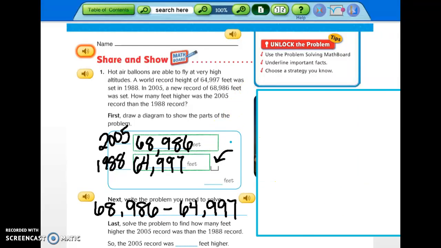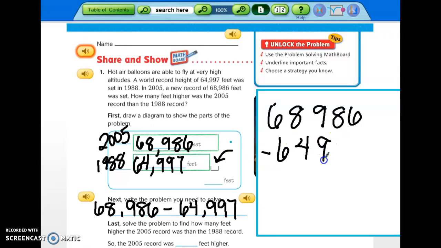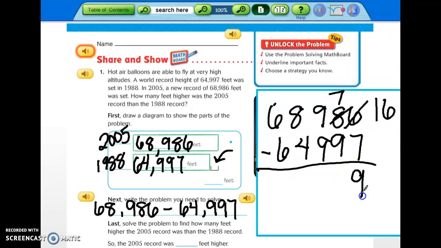And let's do that out. Okay, so 68,986 minus 64,997. So 6 minus 7 I can't do, so I already know I have to borrow. 16 minus 7 is 9.